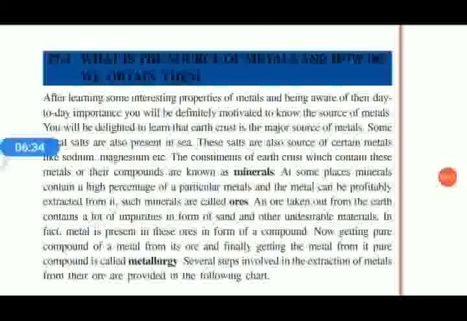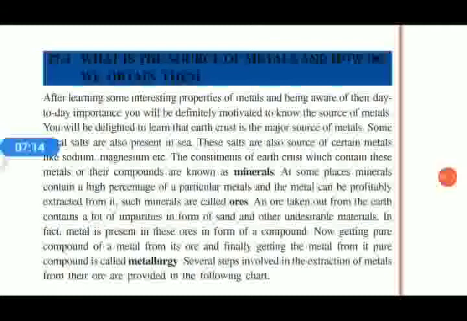An ore taken from the earth contains many impurities and it may be in the form of compounds of metals, oxide, sulfide or many other compounds. We want to extract metal from this. This technology is known as metallurgy. Getting a pure compound of a metal from its ore and finally getting the metal from its pure compound is called metallurgy. Metallurgy means extracting pure metal from the ore.